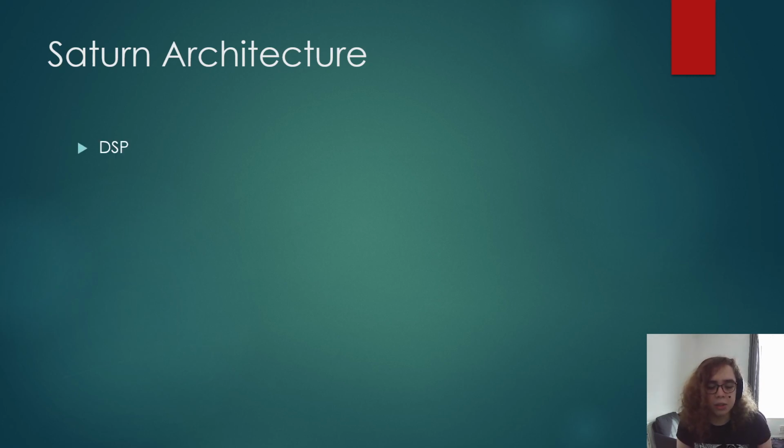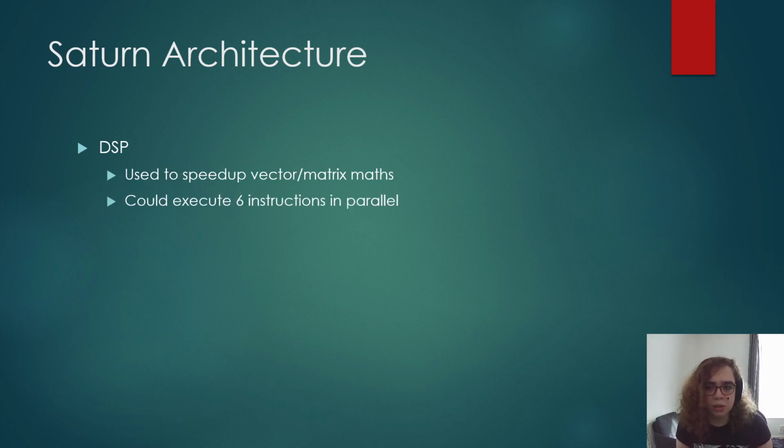So the first chip that we're going to talk about is the DSP. Now the DSP is used for speeding up vector matrix maths, right? And one of the ways it's able to do this is it's able to execute 6 instructions in parallel. What this means is that each of the six different parts of this chip, the part that loads stuff, the part that adds, the part that multiplies, can all be working in parallel. But this means that you have to be writing code that has 6 instructions in one line. That's not really the kind of thing you can do in a higher level language. So you've got to write in assembly, and you can see how the complexity is already starting to build up quite a lot.